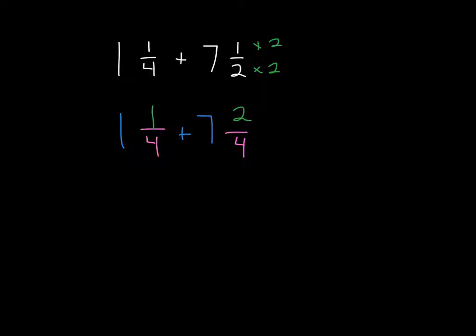And then you add the whole numbers together. 1 plus 7 is 8. Add your numerators together. 1 plus 2 is 3. And then keep your common denominator. And check and make sure it can't be reduced or doesn't need to be changed. And in this case it doesn't. So 8 and 3 over 4.